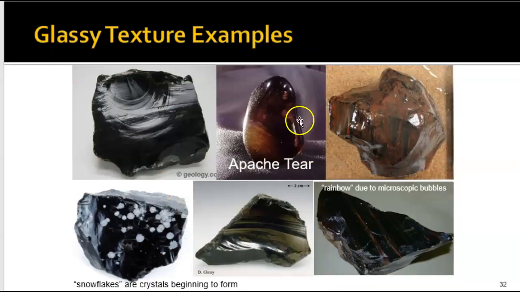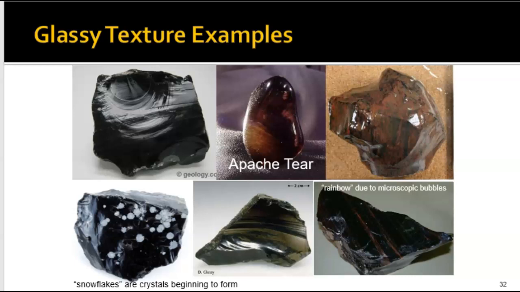And then we also have what's called a glassy texture. These, once again, are all examples of the glassy texture. And this is just indicating an extremely fast cooling rate, like something is quenched or something. Maybe it flowed out into water or something like that.